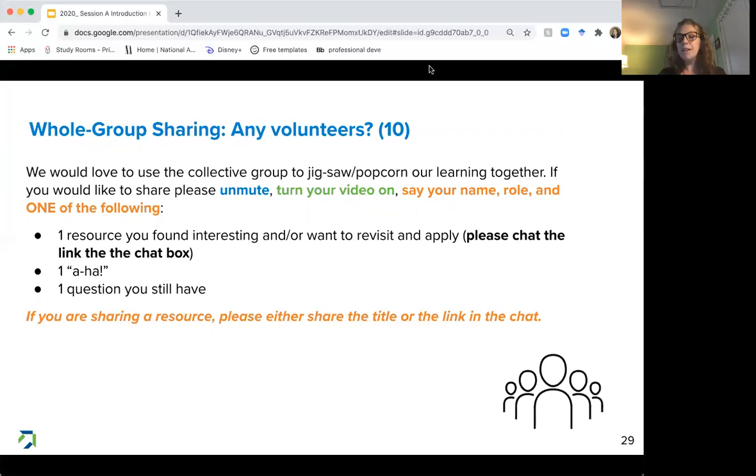Finally, we'd facilitate in whole group a conversation sharing some of the patterns. So we would ask folks, one per group, to unmute, turn on their video, say their name and role, and share that one thing, the question, the aha, or the interesting. You can also have folks chat this in the chat box. And particularly important, if someone's referring to a resource they found particularly helpful, others may not have seen it, so have them include that.